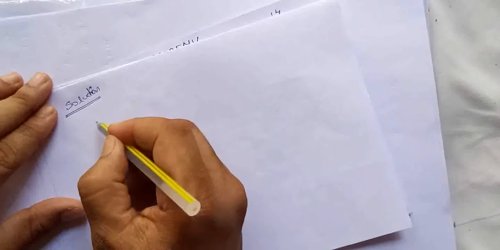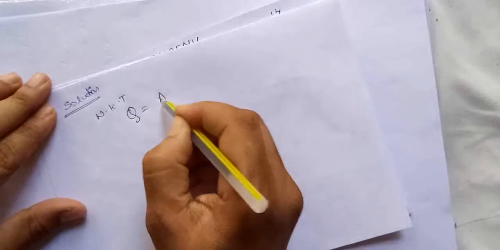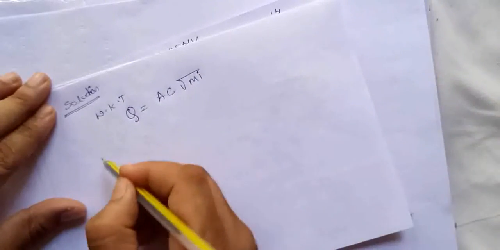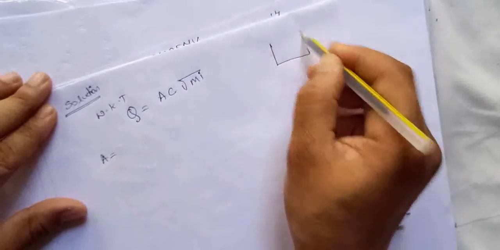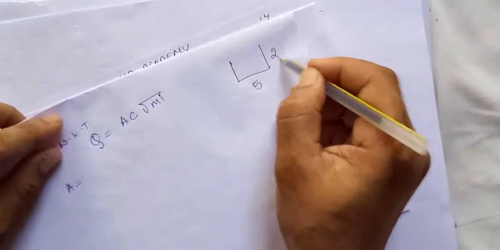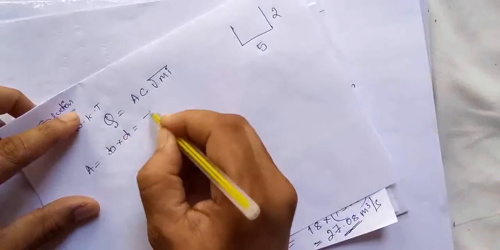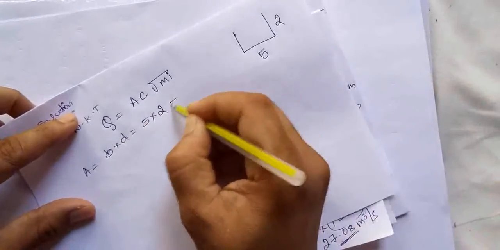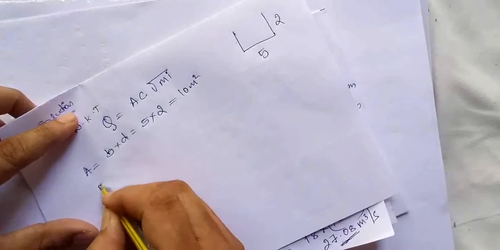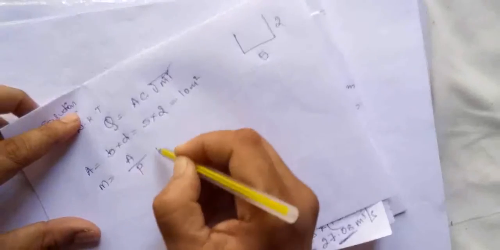Already we know that discharge Q is equal to A into C into root over mi. What is A? In a rectangular section this is 5 meter and depth is 2 meter, so area is equal to b into d is equal to 5 into 2 is equal to 10 meter square. Next m. What is the value of m? We don't know, right? We have to find out m by applying the expression A by P.